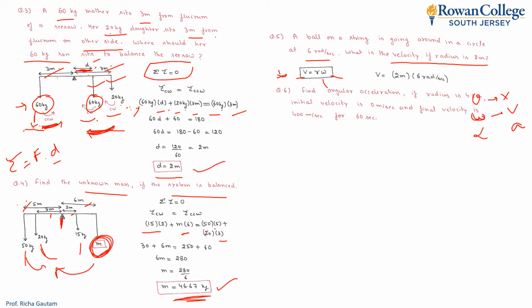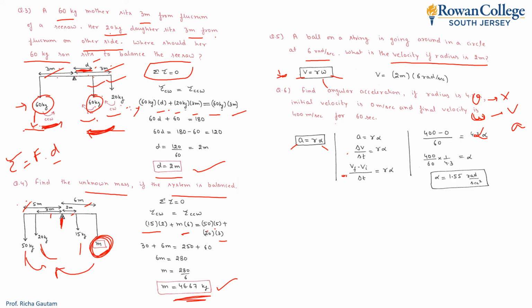Sixth question is, find the angular acceleration if the radius is 4.3 meters, initial velocity is 0 meters per second, and final velocity is 400 meters per second for 60 seconds. So we are going to apply this equation. This is the relation of linear acceleration and angular acceleration. Linear acceleration is the rate of change of velocity, delta v over delta t, and delta v is the change of velocity, vf minus vi, equals r times alpha. So r is the radius and alpha is your angular acceleration.